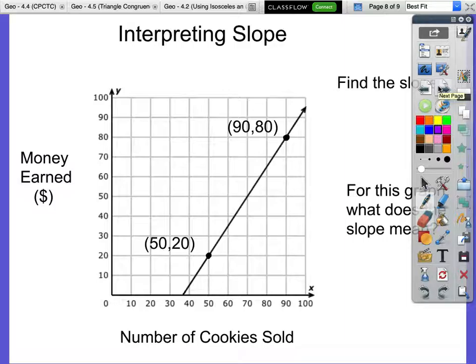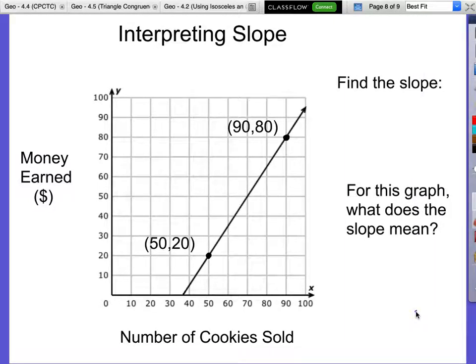Okay. So we're going to interpret slope. I want you guys to just look at this at first. So we have this graph. Over here on the y-axis, we have the money earned in dollars. And on the x-axis, across the bottom, we have the number of cookies sold. So, as 50 cookies were sold, we made $20. As 90 cookies were sold, we made $80.